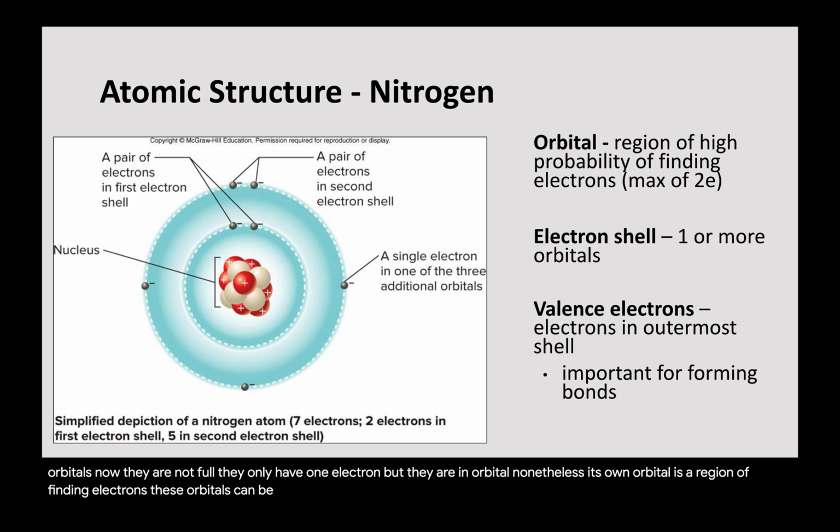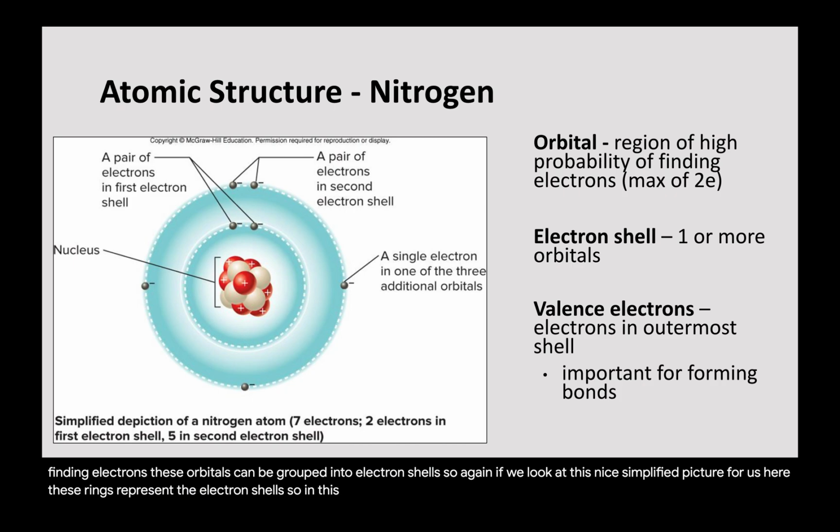These orbitals can be grouped into electron shells. So again, if we look at this nice simplified picture for us here, these rings represent the electron shells.